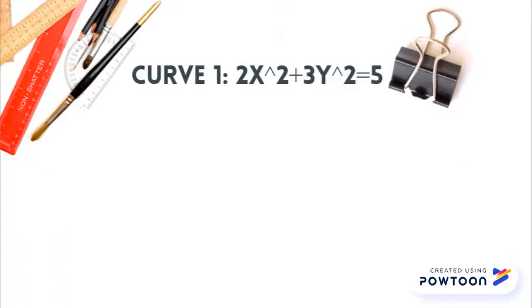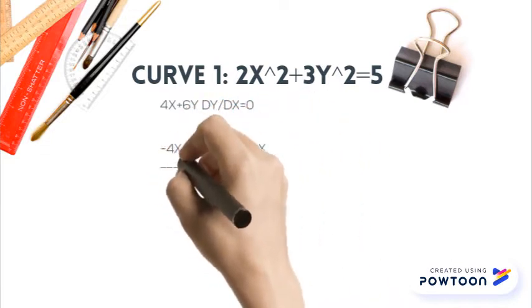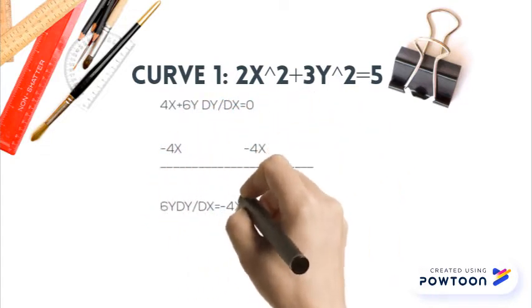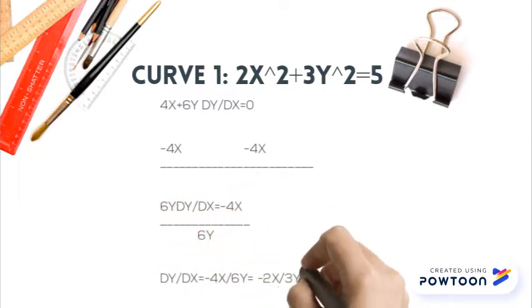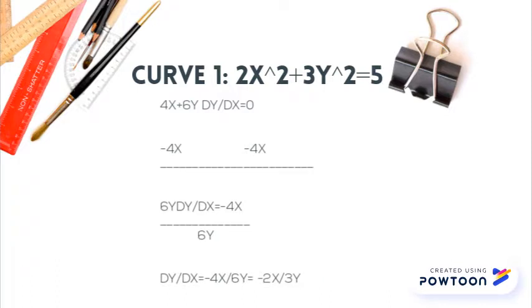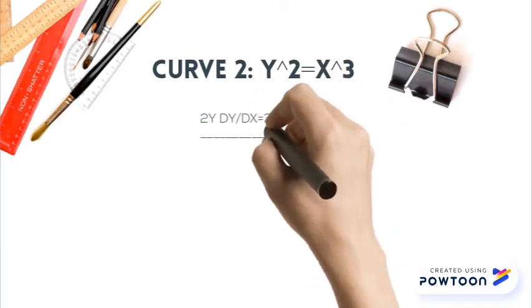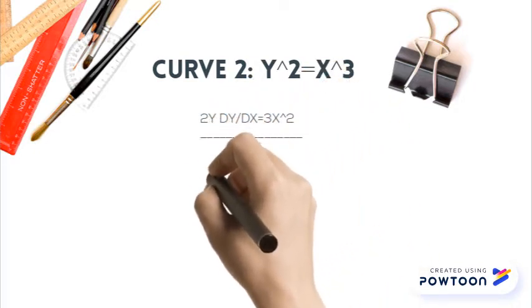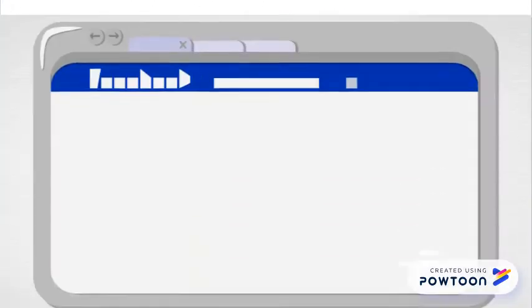We begin by taking the derivative of curve 1, which is 4x plus 6y dy over dx equals 0. We subtract 4x on both sides to get 6y dy over dx equals negative 4x. We divide by 6y, so dy over dx equals negative 4x over 6y, which simplifies to negative 2x over 3y. We continue by taking the derivative of the second equation, which is 2y dy over dx equals 3x squared. We divide by 2y on both sides to get dy over dx equals 3x squared over 2y.